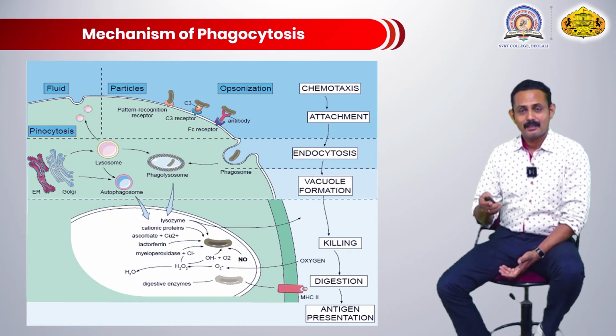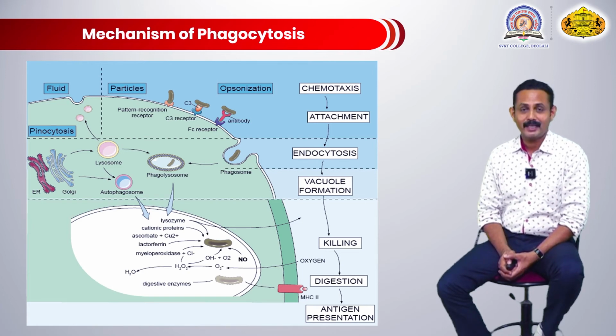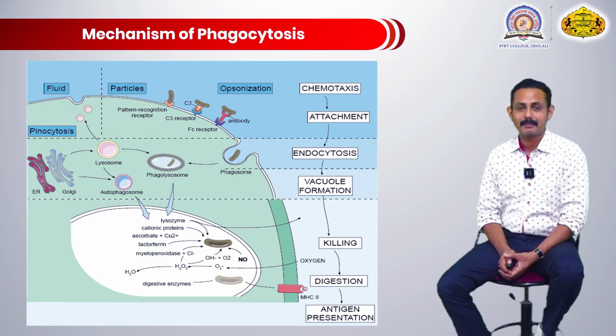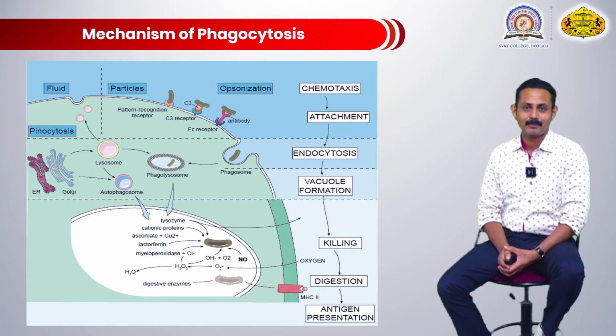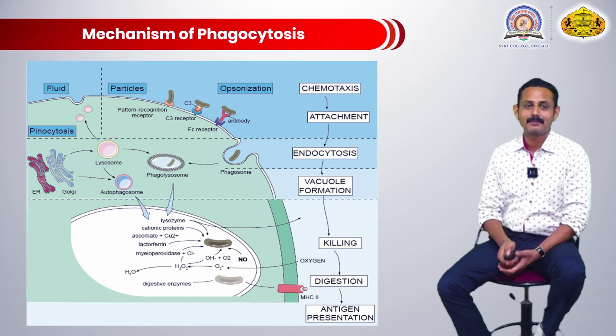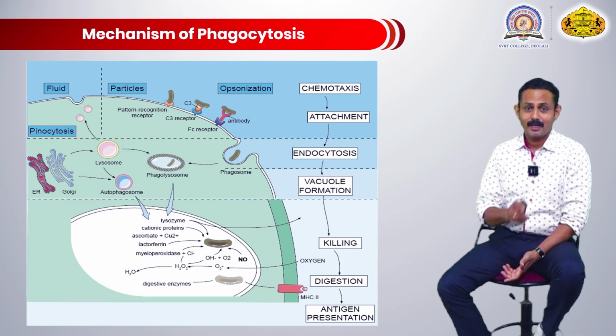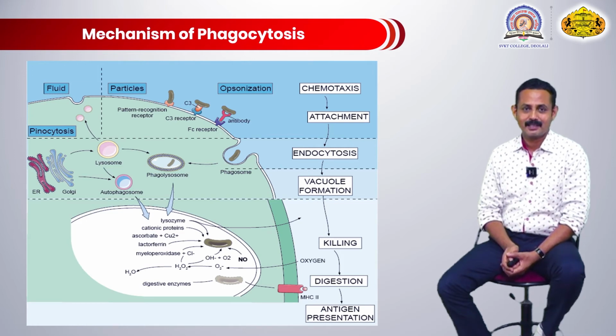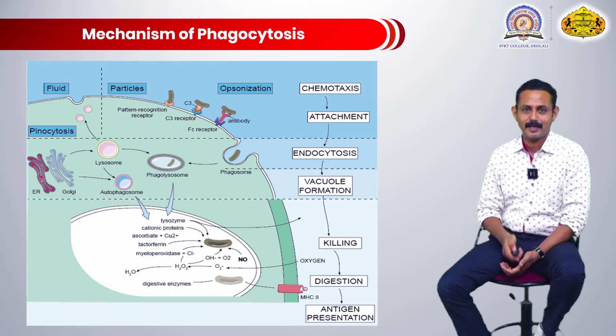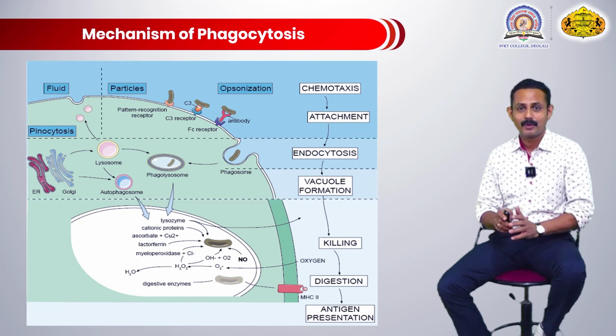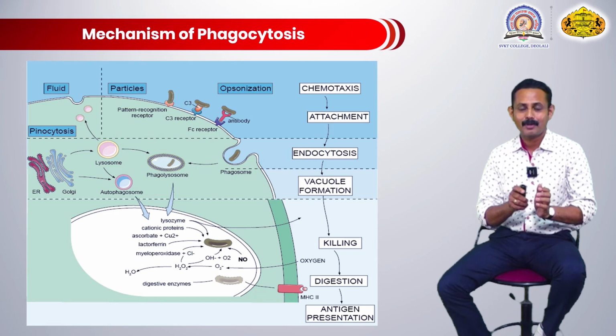Or there is the presence of the Fc receptor on the surface of the macrophage. So when an antibody binds to that antigen or that microbial cell, it forms an antigen-antibody complex, and that complex gets bound to the Fc receptor which is present on the surface of that macrophage or phagocytic cell here. So all these mechanisms, maybe pattern recognition proteins, C3 receptor or Fc receptor, are helpful for enhancement of the binding of that antigen on the surface of this phagocytic cell.